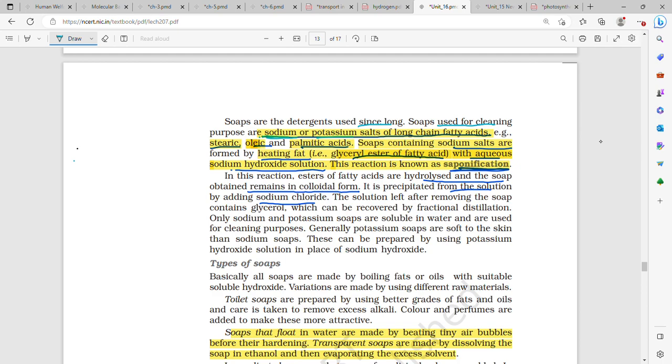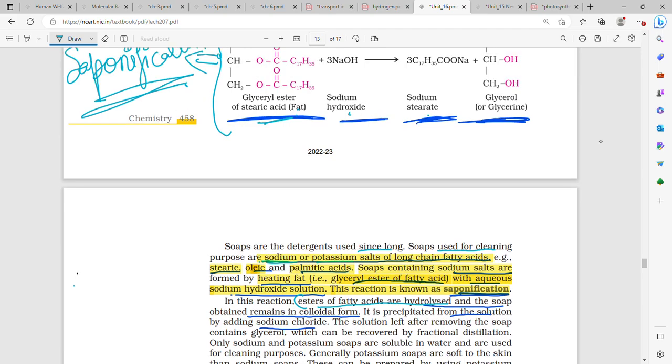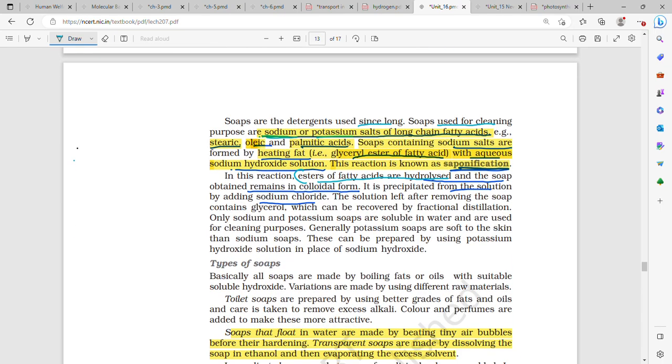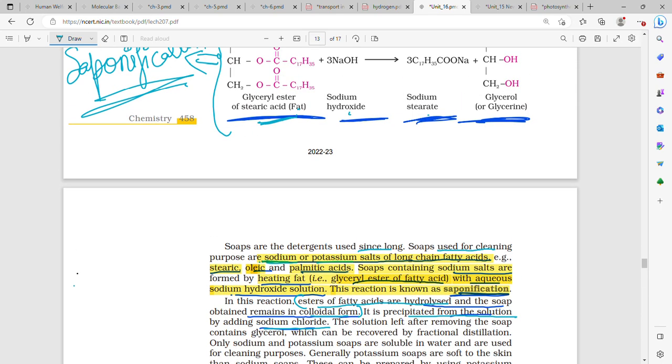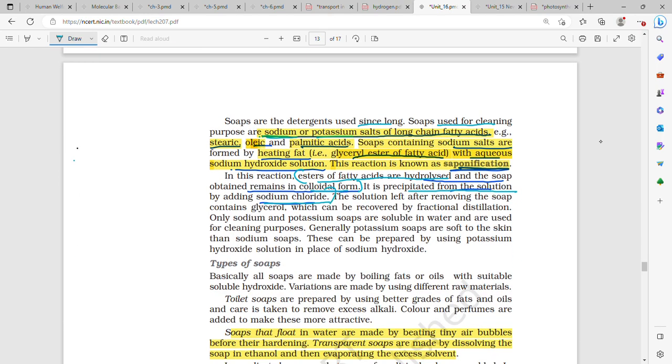Now in this reaction what happens? In this reaction esters of fatty acid are hydrolyzed. So this glycerol ester of fatty acid is hydrolyzed, and the soap obtained remains in colloidal form. Okay, so we get the soap in the colloidal form, you know colloid, right? It is precipitated from the solution by adding sodium chloride, NaCl, and the solution left after removing the soap contains glycerol, which can be recovered by fractional distillation.